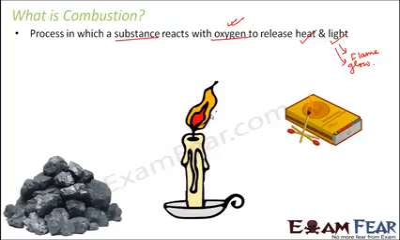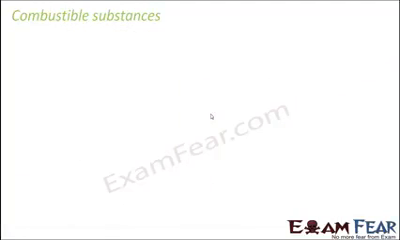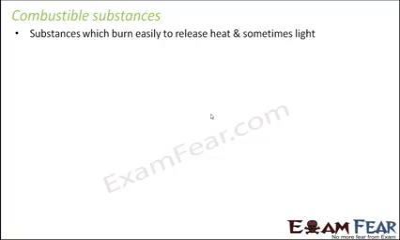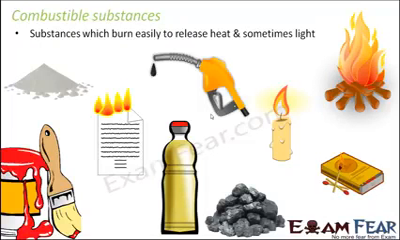Now let us look at some examples of combustible substances. Now, what are combustible substances? Those substances which undergo combustion. That is, they burn easily to release heat and sometimes light. So just now I was telling you that not all substances can burn to release heat. So those substances which can burn to release heat are called combustible substances, and examples are all these which you see on the screen.